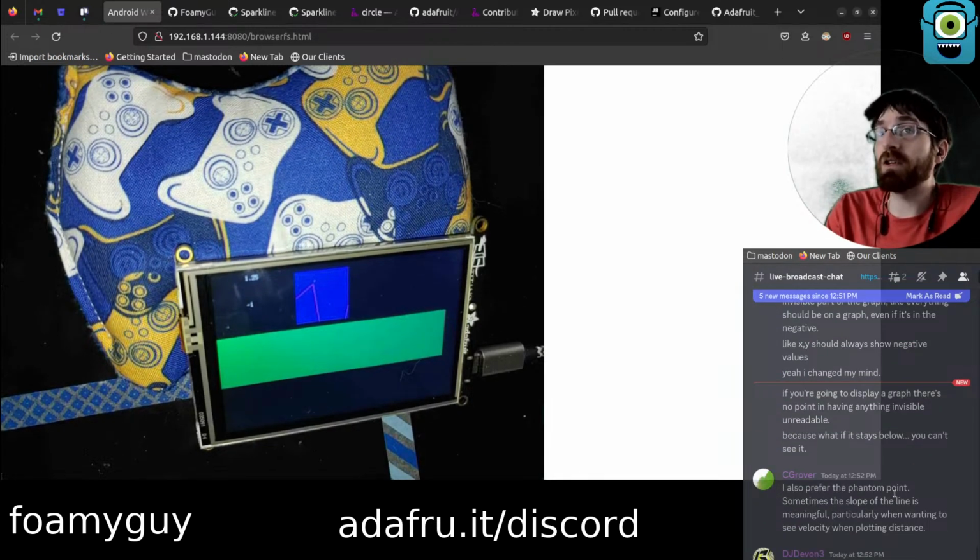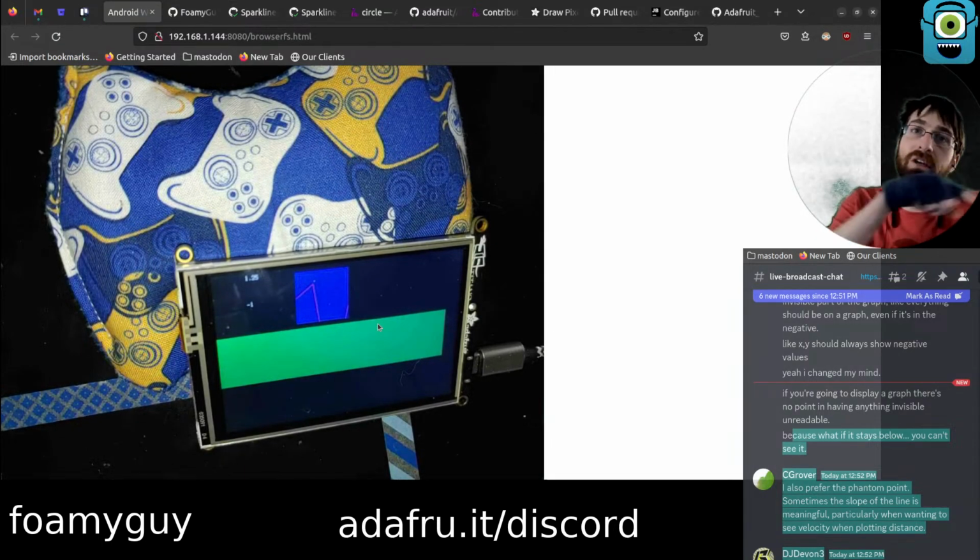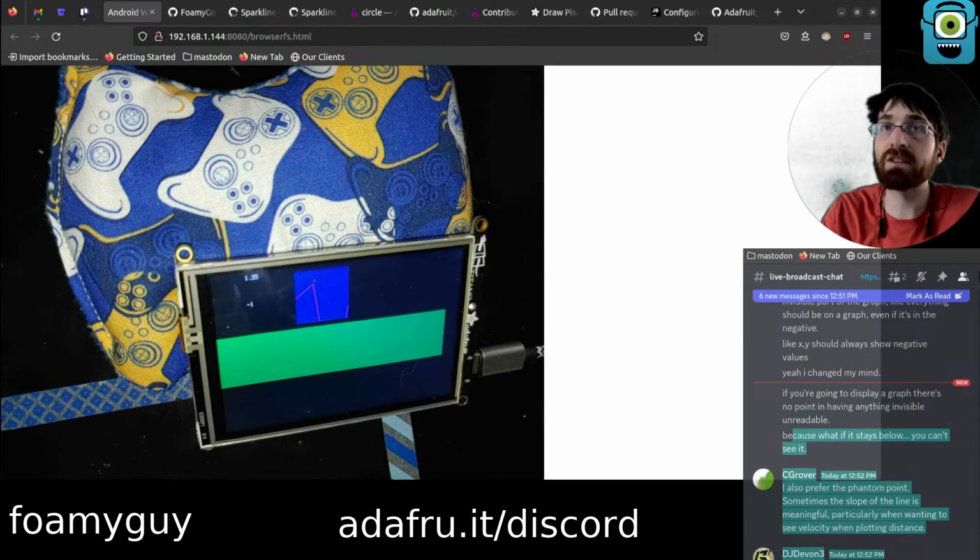If it stays below, that's a good point. Yeah, if it stays below, it could get weird. You could have a whole gap where you just don't see anything drawn. That would be weird. I will grant you that for sure. If you had multiple points that were below, then you have stuff happening that's just outside the range.